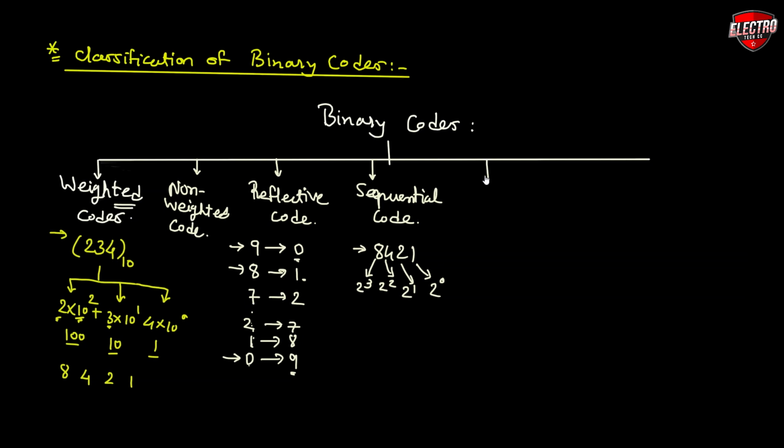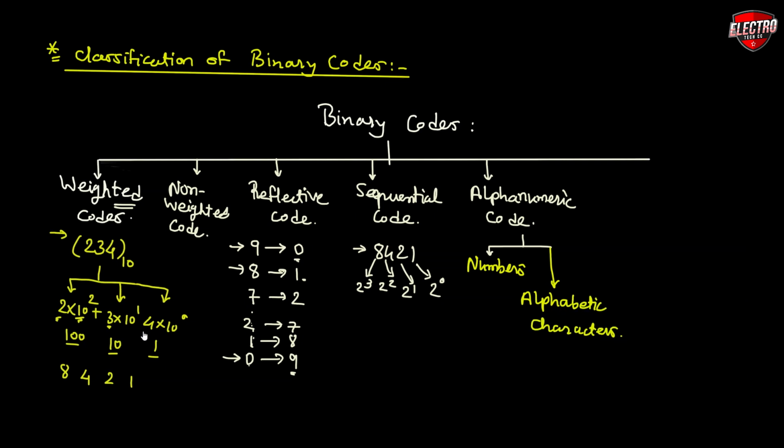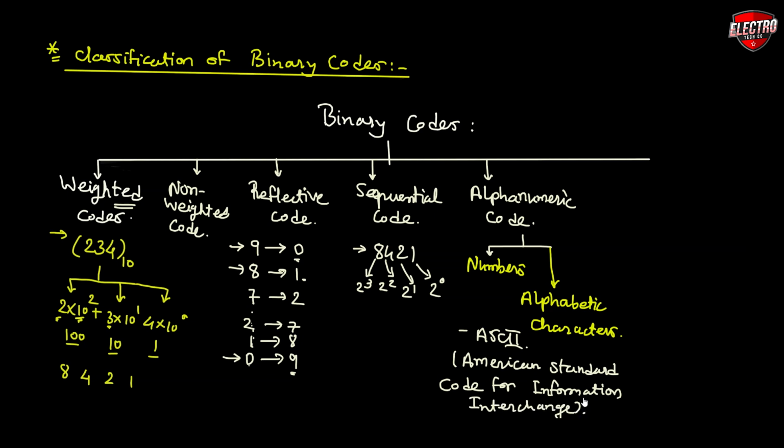Next one is alphanumeric codes. This type of code consists of both numbers and alphabetic characters. Most of these codes also represent symbols and various instructions which are important in digital communication. The most commonly used alphanumeric code is the ASCII code. The full form of ASCII is American Standard Code for Information Interchange, which is used in digital communication.